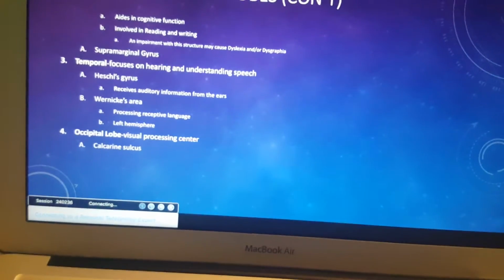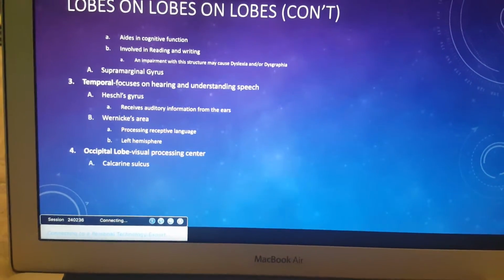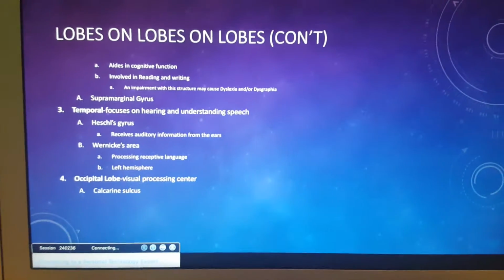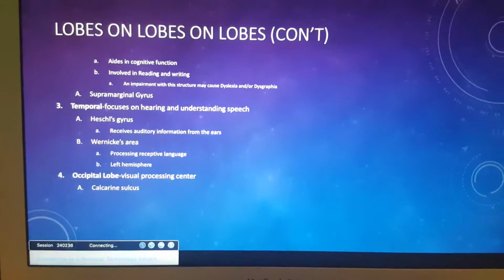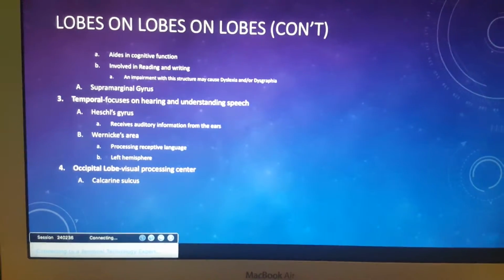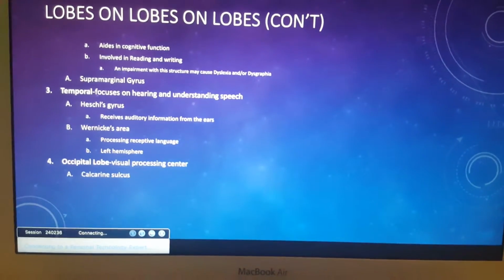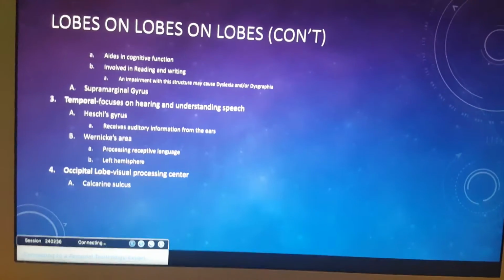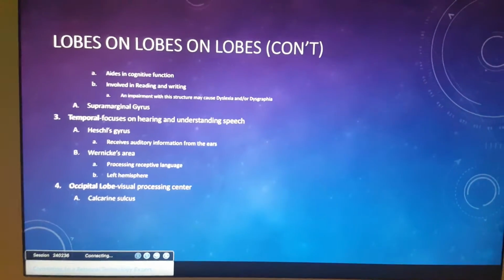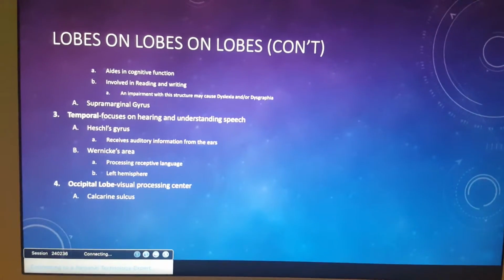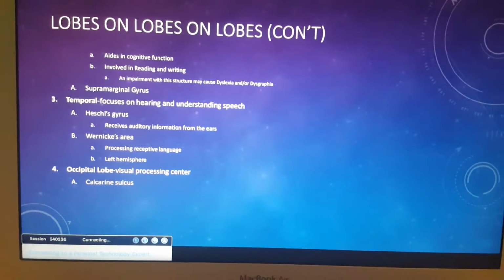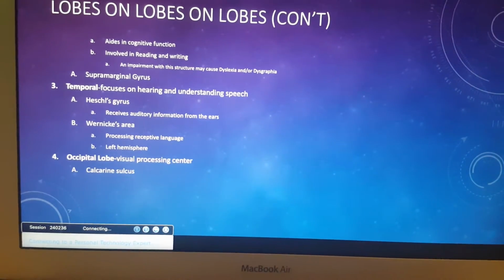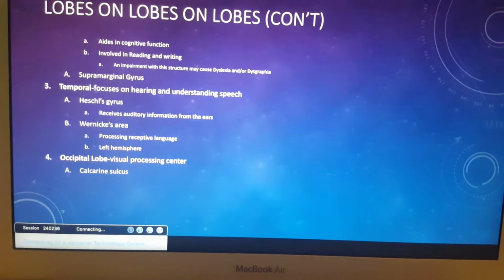So we have our temporal lobe, which focuses on hearing and understanding speech. Our 2 structures within this are Heschl's gyrus, which receives auditory information from the ears. So this is pulling all our sound in. So when you're outside and you're just waking up and you're hearing the bird chirp, this is your Heschl's gyrus facilitating that. We also have Wernicke's area, which is processing receptive language.